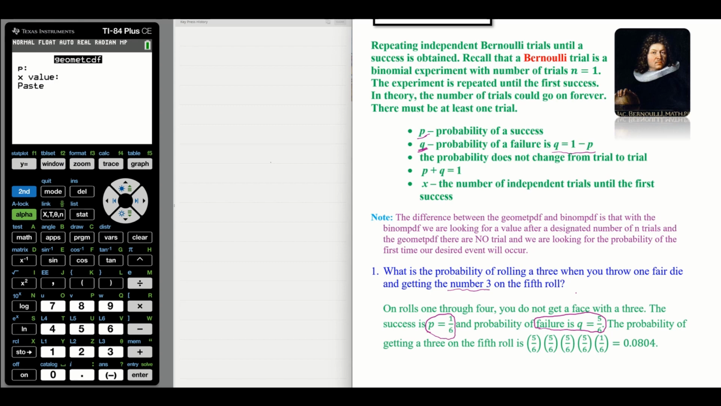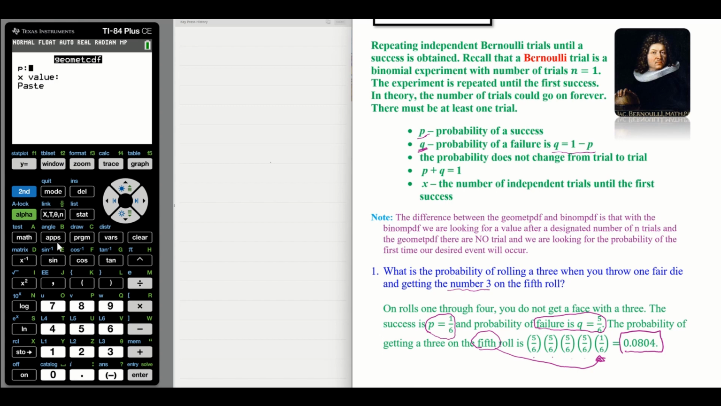What are they really doing? We are taking the first one, the second one, the third one, the fourth one. Well, those are all failures. So we multiply those probabilities together. But on that last one, that 5th one, that's our success. So we're going to use this problem to put into our calculator and then compare it against the answer that they have.